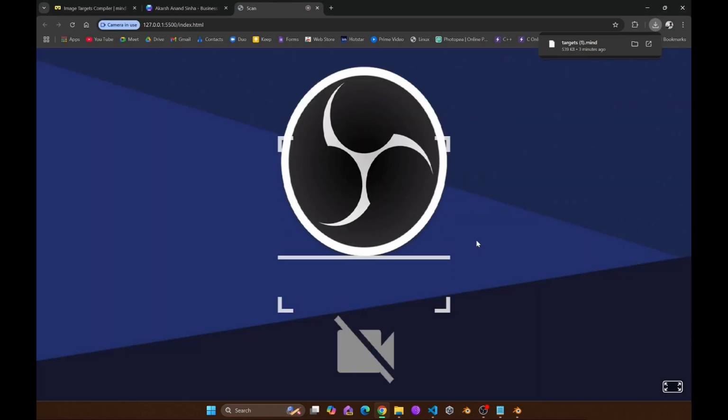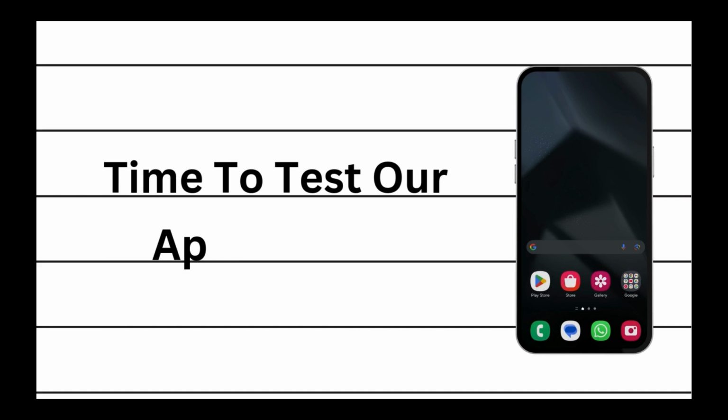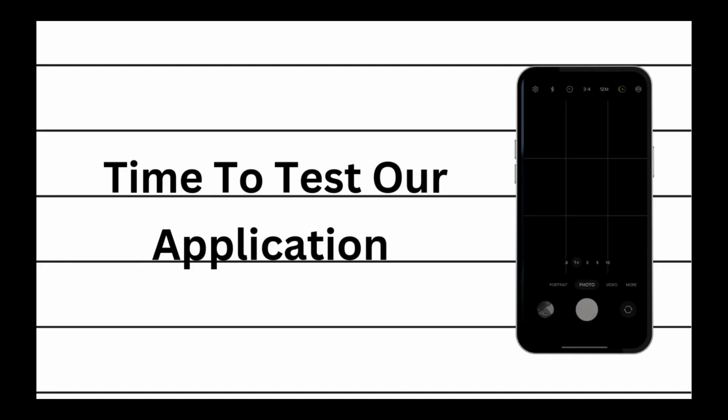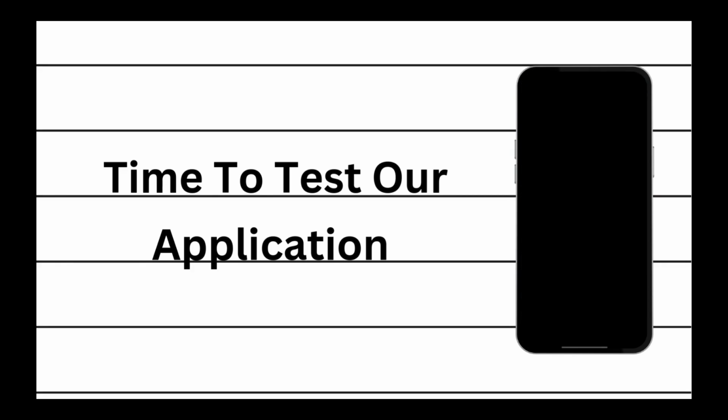As I have disabled the camera, it's not showing. It's time to test our application on mobile. So I will open the mobile camera. That will scan the QR code on my card and it will point me to my hosting where I have hosted all these files.